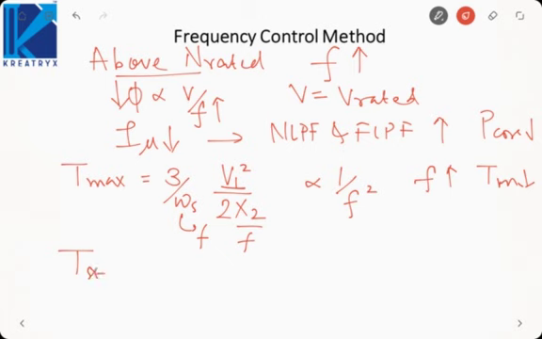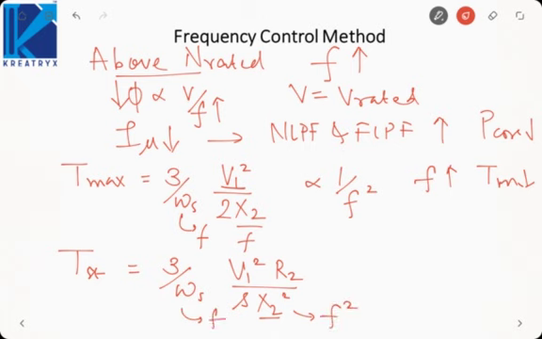Then what about starting torque? It was 3 by omega S V1 square R2 by Sx2 square. So it is proportional to 1 by frequency square. It is also proportional to 1 by frequency, so it is proportional to 1 by frequency cube. So as frequency increases, starting torque reduces.